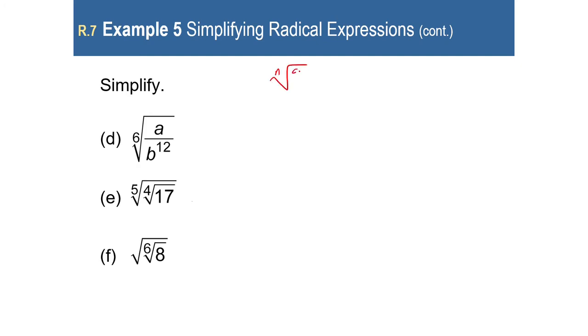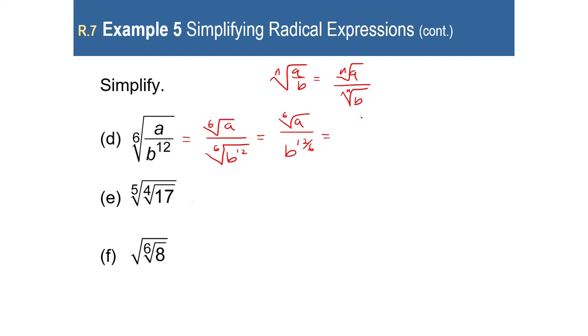In these examples, we'll use the same formula. The nth root of a over b is equivalent to the nth root of a divided by the nth root of b. Let's rewrite this as the sixth root of a over the sixth root of b to the 12th. Now, I can simplify the bottom as b raised to the 12 over 6. And the top, we can't do anything, we'll leave that alone. This simplifies to the sixth root of a over b raised to the second, or b squared.